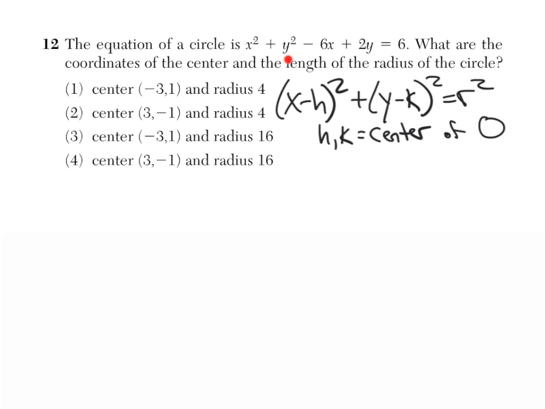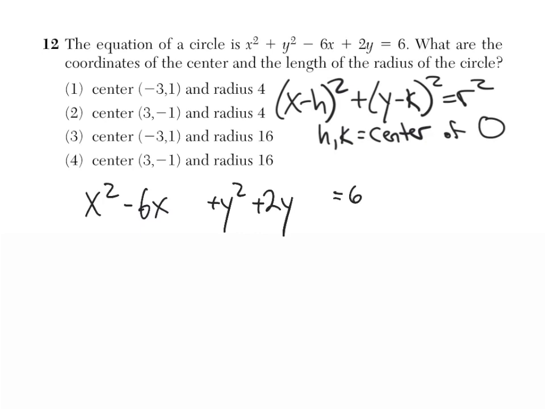Well, what we need to do is convert this equation into the center-radius equation form. To do that, we're going to need to complete the square. So I'm going to rewrite this equation, but I'm going to group the x's and the y's. So I have x squared minus 6x, and actually what I'm going to do is leave a little gap, and you're going to see why in a minute. Plus y squared plus 2y. Again, I'm going to leave a gap, equals 6.